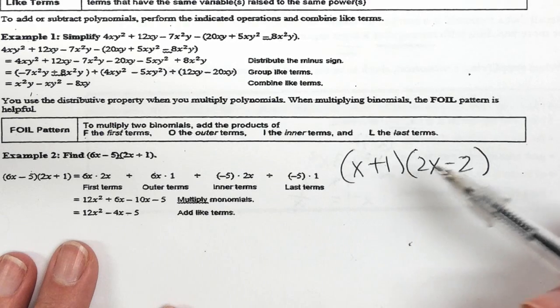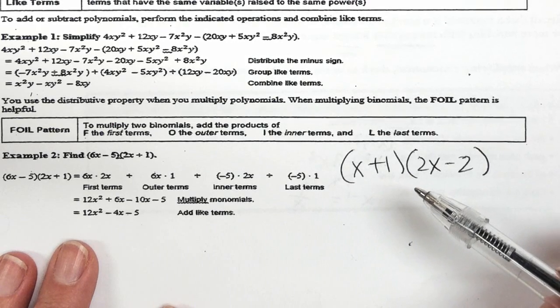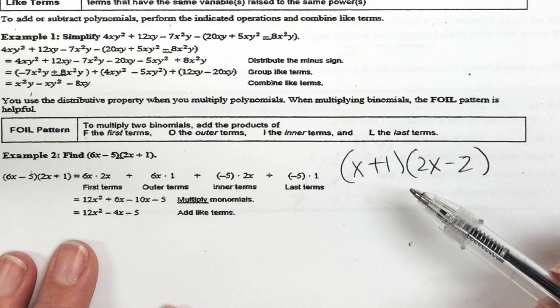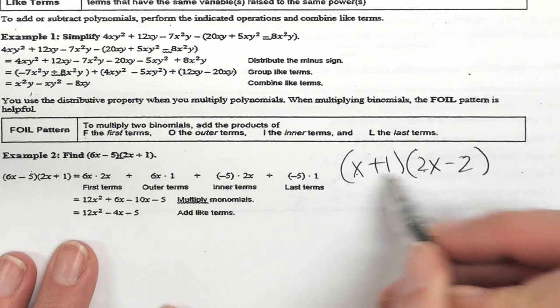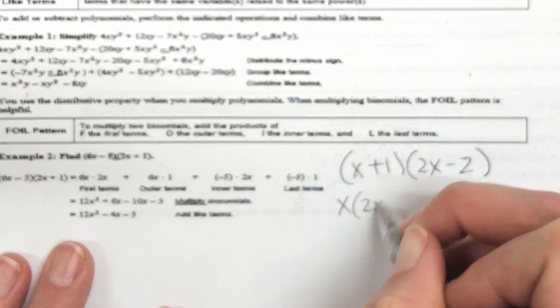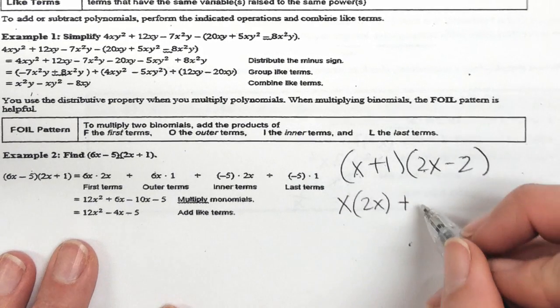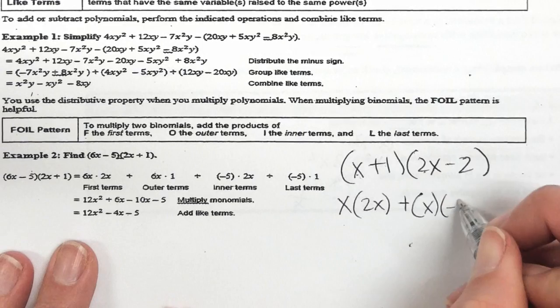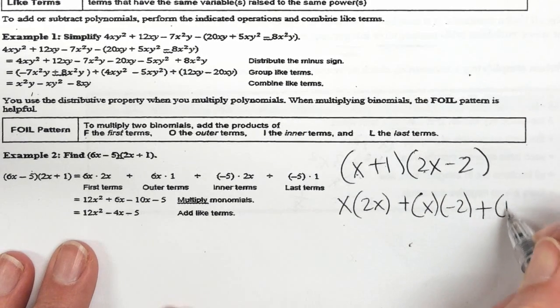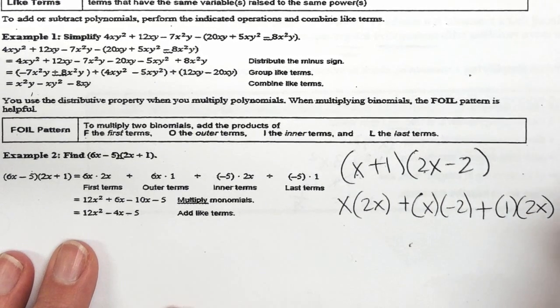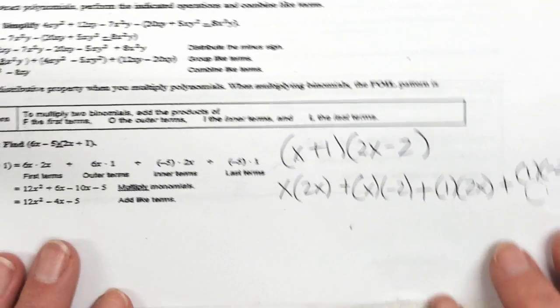Alright, what are my first terms here? And 2x. Good. First term in each one. So x times 2x. What's my outside terms? Good. What's my inside terms? And last terms. 1 and what? Good. Oops, sorry.